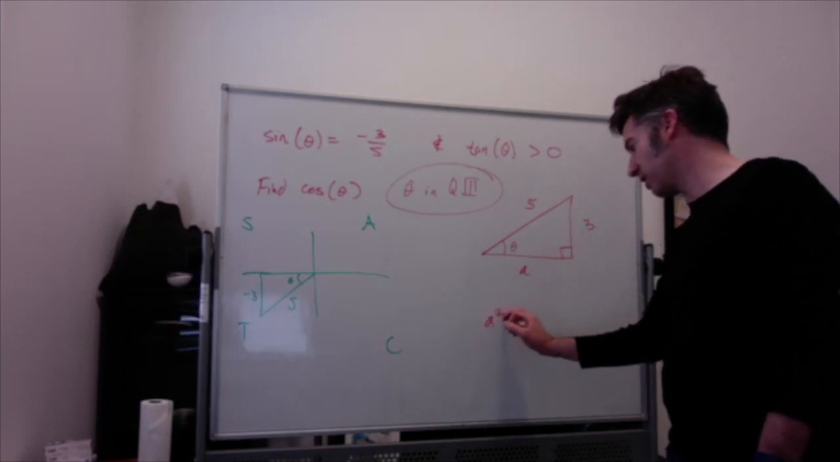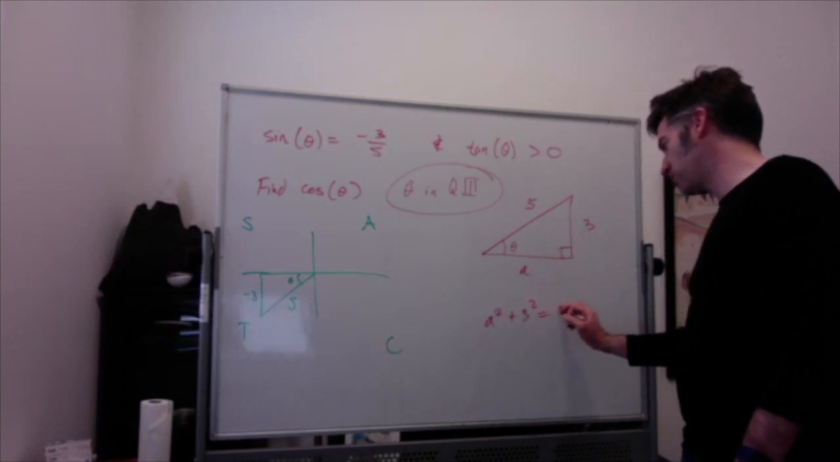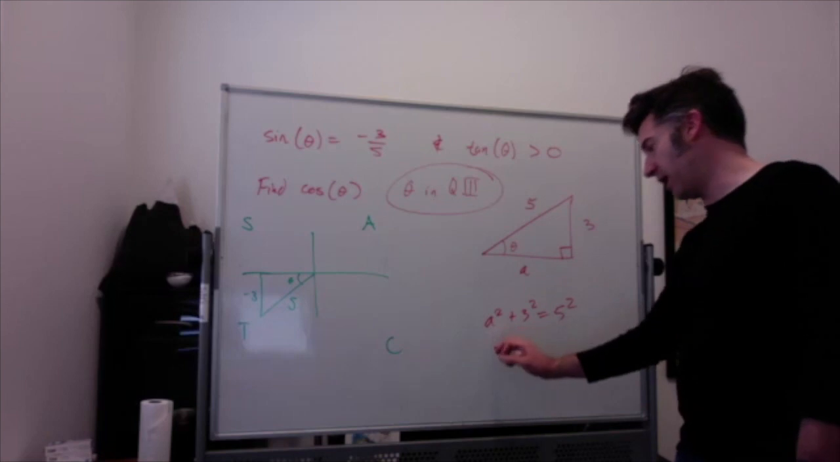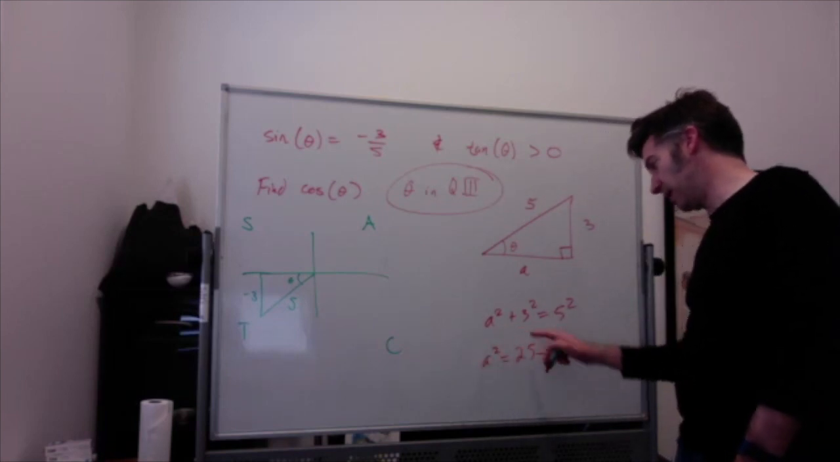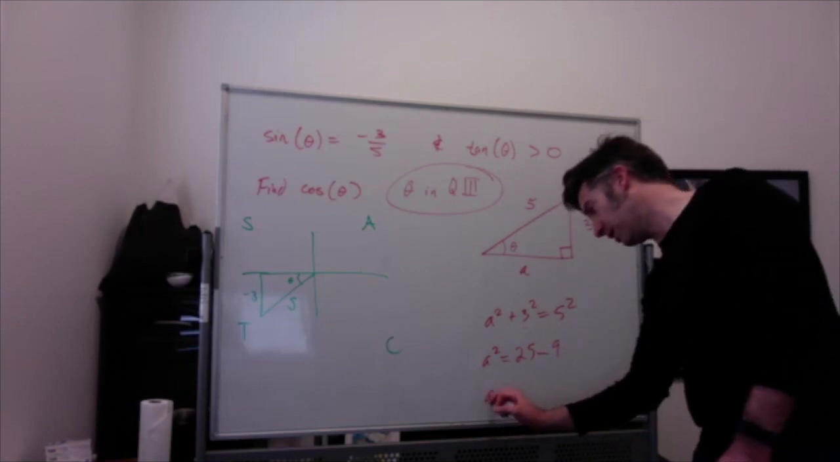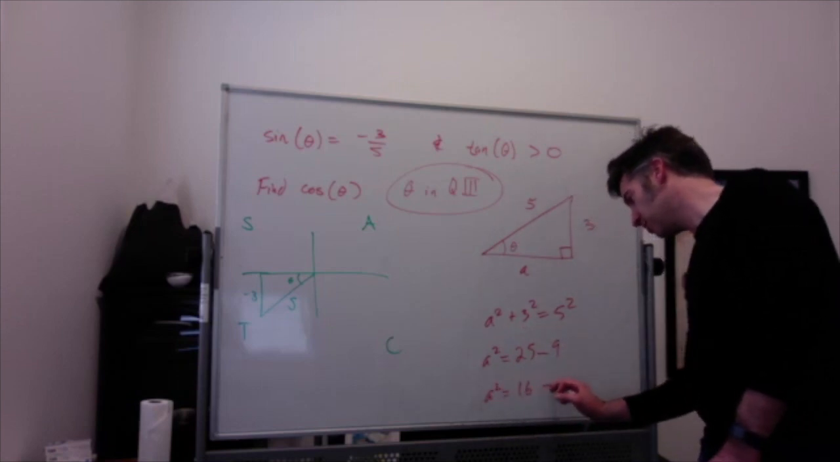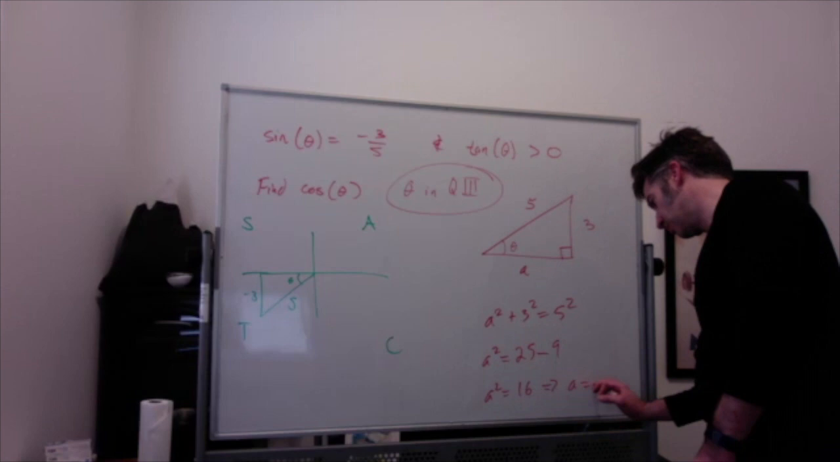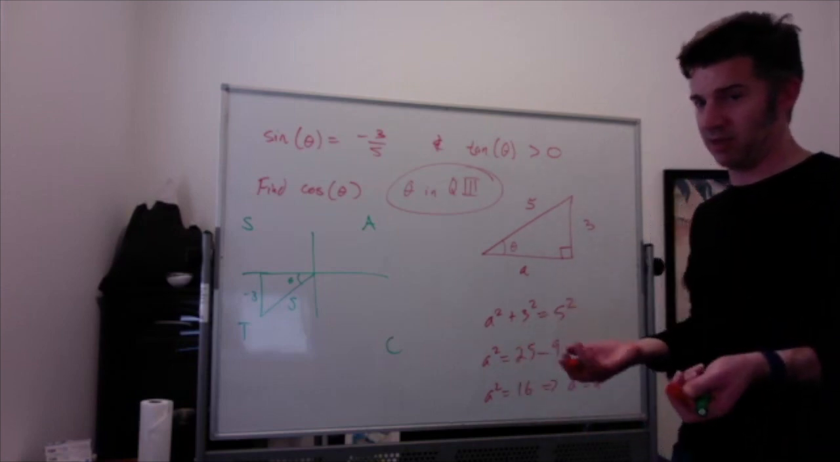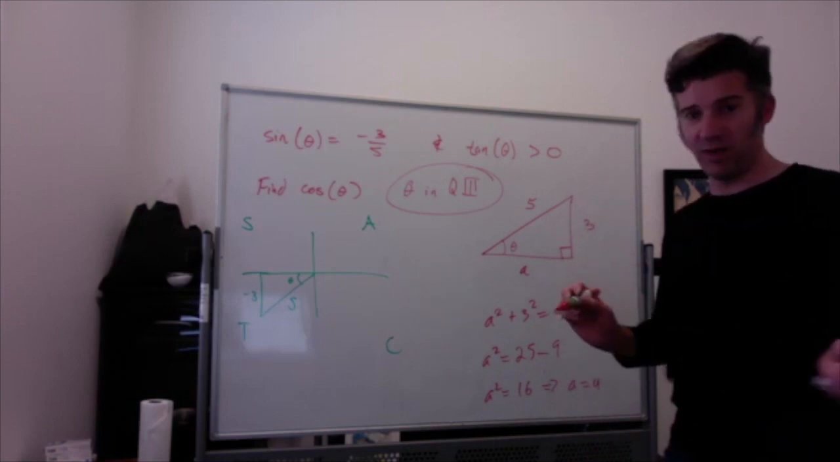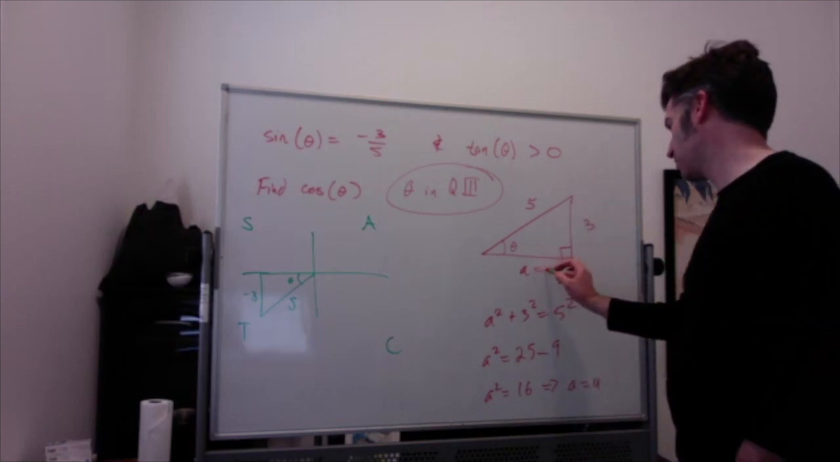I know that A squared plus 3 squared equals 5 squared. So solving for A squared equals 5 squared minus 3 squared. So A squared equals 16. So that means that A is equal to 4. It's not plus or minus 4 because we just care about the positive side. We don't have to find both solutions here. This is going to be 4.